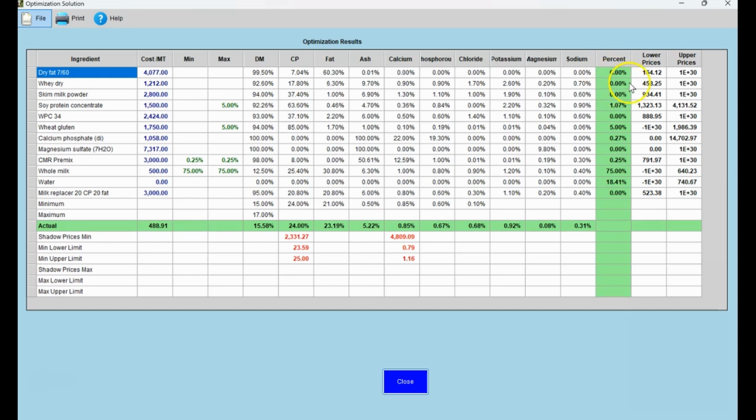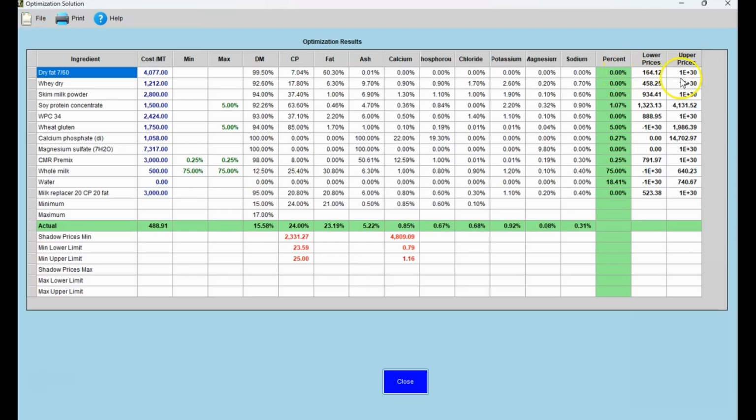The lower price is $164.12. This means that the price would have to fall below $164 per metric ton before this ingredient would enter the solution. Since the current price is well above that level, it's very unlikely this ingredient would be used.